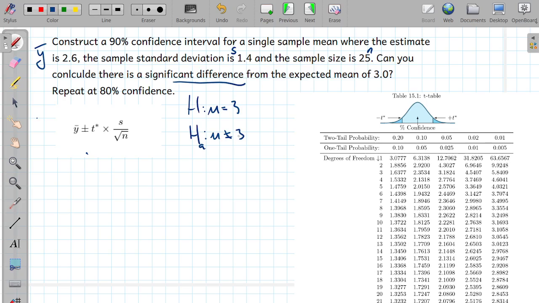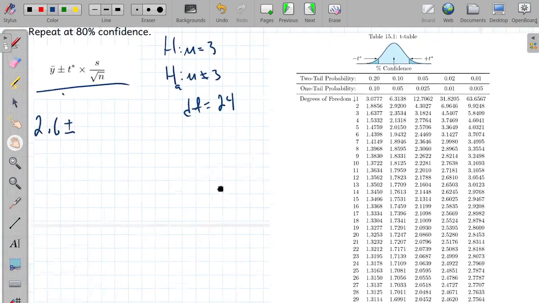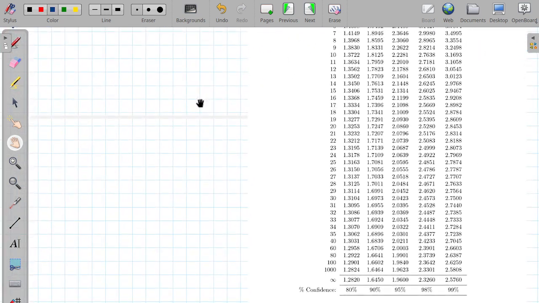Okay, let's do that. So there's the formula, same as last time. We have 2.6 plus and minus a critical value, which is a table lookup. So we have sample size 25, that means degrees of freedom are 24. Now let's take a look at that. Now 90% confidence, that's going to be the second column, but I'll verify that by showing you all this. So here's 90%. We'll use the highlighter again. So here we have 90% and 24 degrees of freedom.